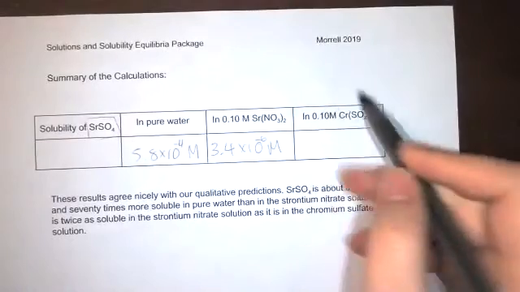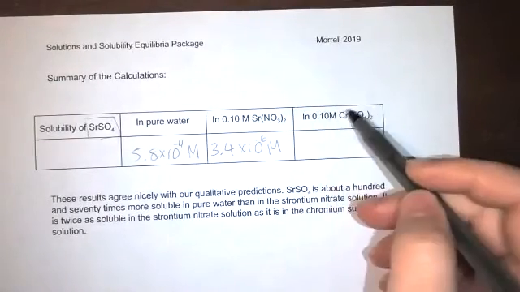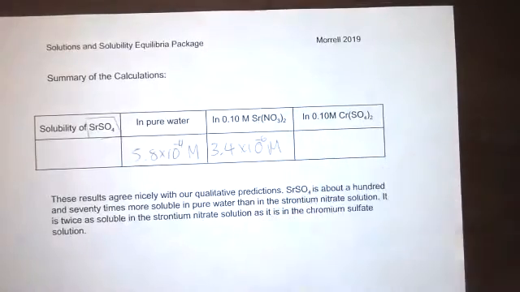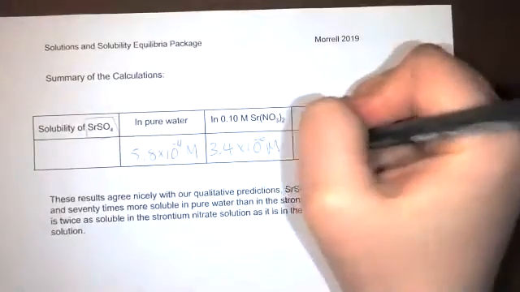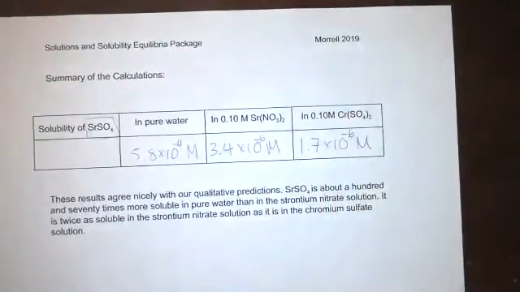I predicted once again that in chromium 2 sulfate, I would have even less because I'd have double the amount of sulfate that I had strontium ions here. And once again, I see this trend that my solubility has decreased. So these agree nicely with our qualitative predictions.